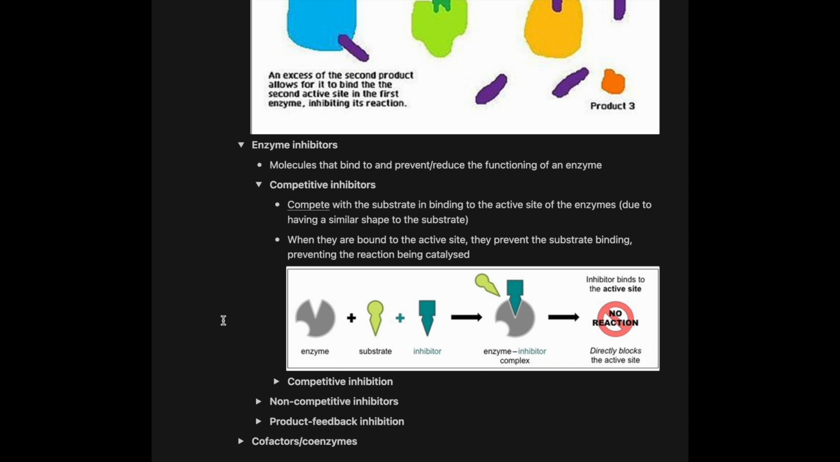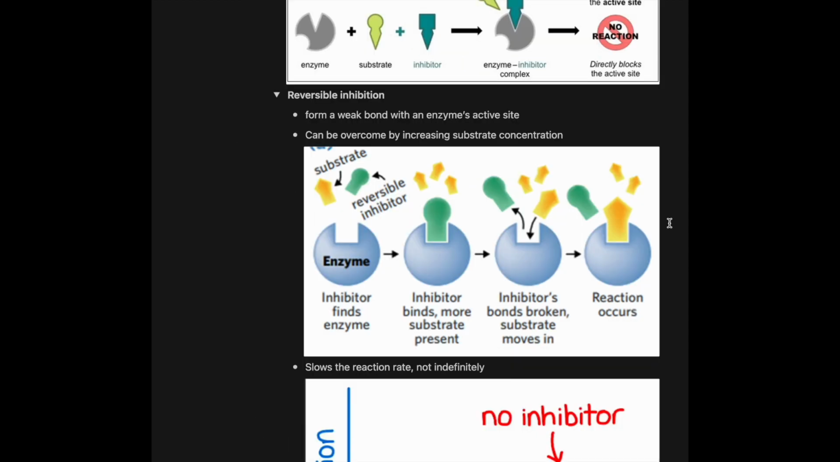And when the competitive inhibitor is bound to the active site, it means that the enzyme is occupied and the substrate can no longer bind, which means that the enzyme substrate complex can no longer be produced and the reaction can no longer be catalyzed. Now let's talk about reversible inhibition. So this is when the inhibitor can form a weak bond with the enzyme's active site.